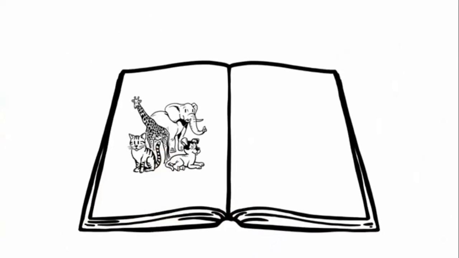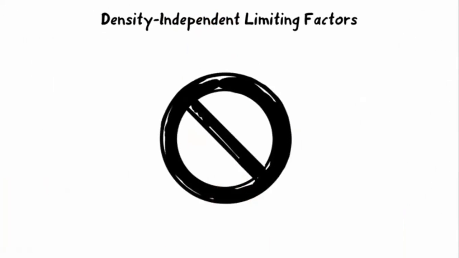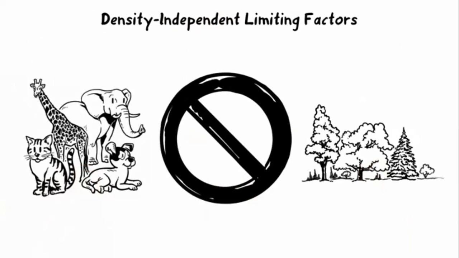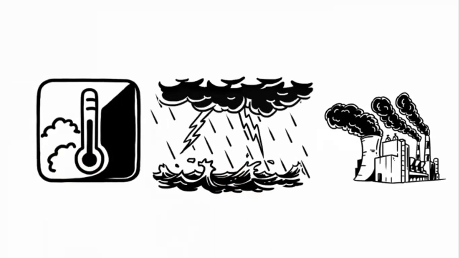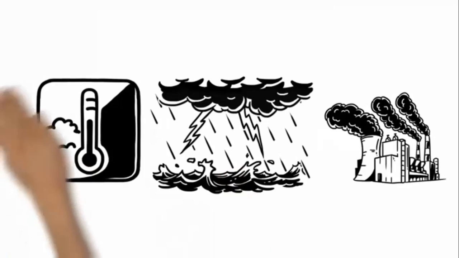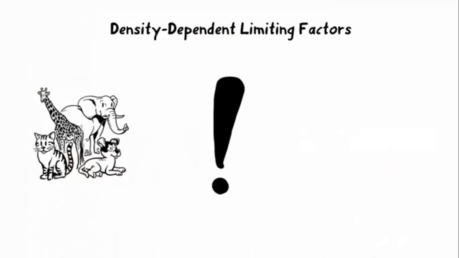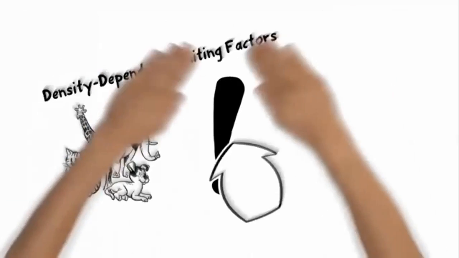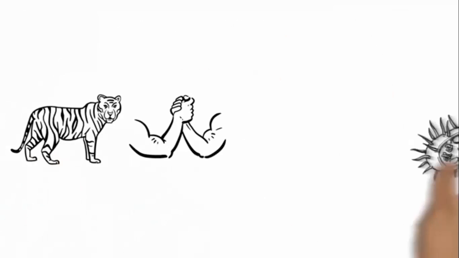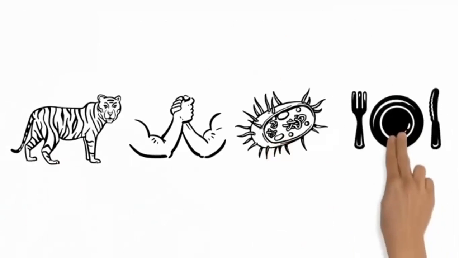Density means the number of organisms in a particular area. Some limiting factors are called density independent. These factors are not affected by how many organisms are in a population. Temperature, floods, and pollution are all examples of density independent limiting factors. Other limiting factors are only important if the population size or density gets too big. Predation, competition, disease, and the amount of available food are all density-dependent limiting factors because the more organisms there are, the more these things become important.